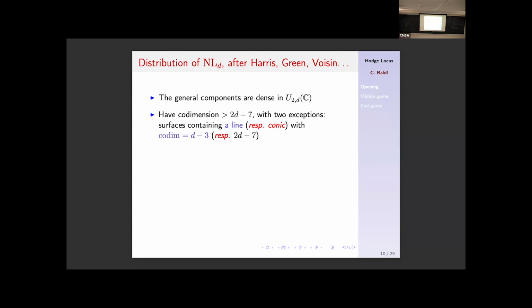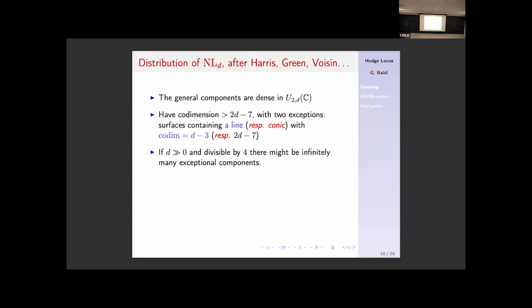So the surface is containing a line, what we saw before. And the surface is containing a conic. In the first case, they will have codimension d minus 3. And in the second case, they will have codimension 2d minus 7. So if you have a component of codimension d minus 3, in fact, there's only one. So the biggest one is really well defined. It's this one containing a line. Then there's some gap, and then you will get surfaces containing a conic, and so on and so forth.